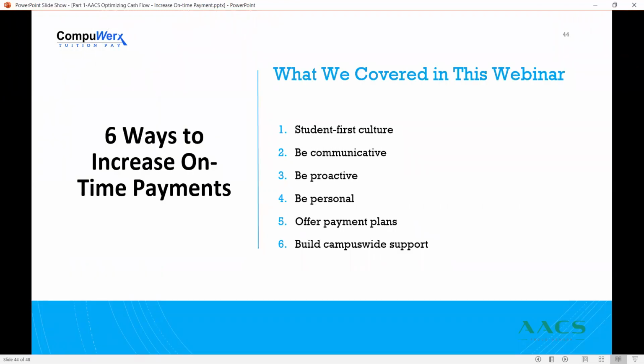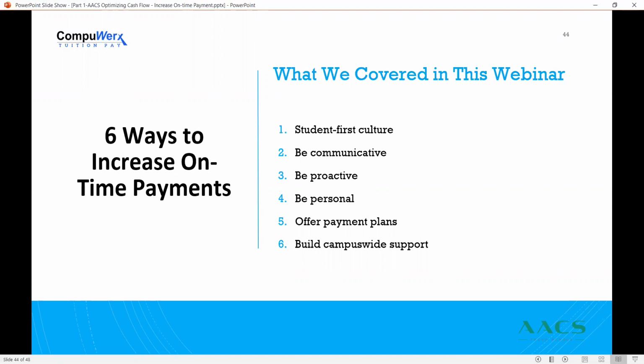All right, let's summarize what we have talked about. First, 6 ways to increase on-time payment. What are the 6 ways? You want to make a student first culture. Student comes first and you're on the same team as a student.